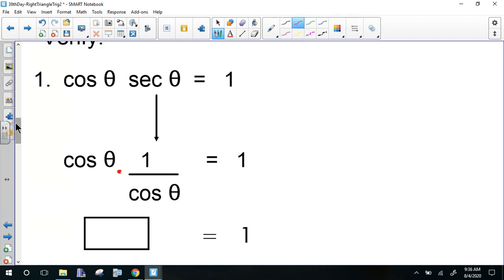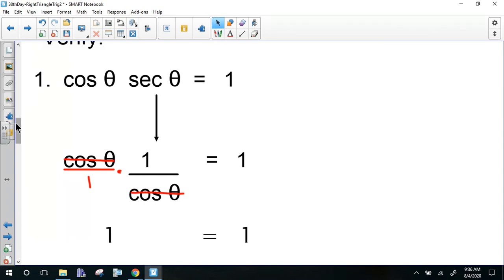Since we're multiplying, this is really over 1. These cosecants cancel each other out. And I have 1 divided by 1, which is 1. So it checks. 1 equals 1. I'm good.